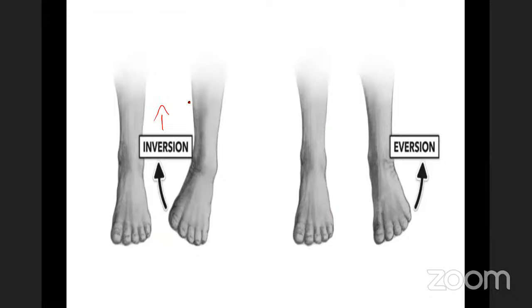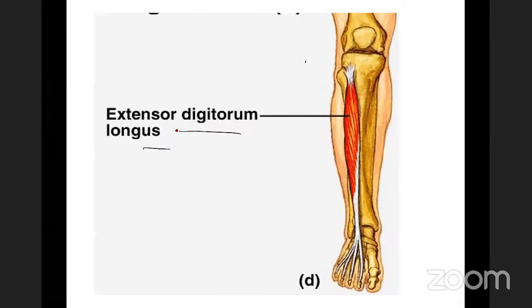Now what is inversion? When both the soles face each other, that action is called inversion. When the soles face away from each other, that is called eversion. Now the tibialis anterior muscle will help in inversion. So tibialis anterior, we have said that it helps in the dorsiflexion of the foot at the ankle. It also helps in inversion. Now we will come to the next muscle, which is the extensor digitorum longus.